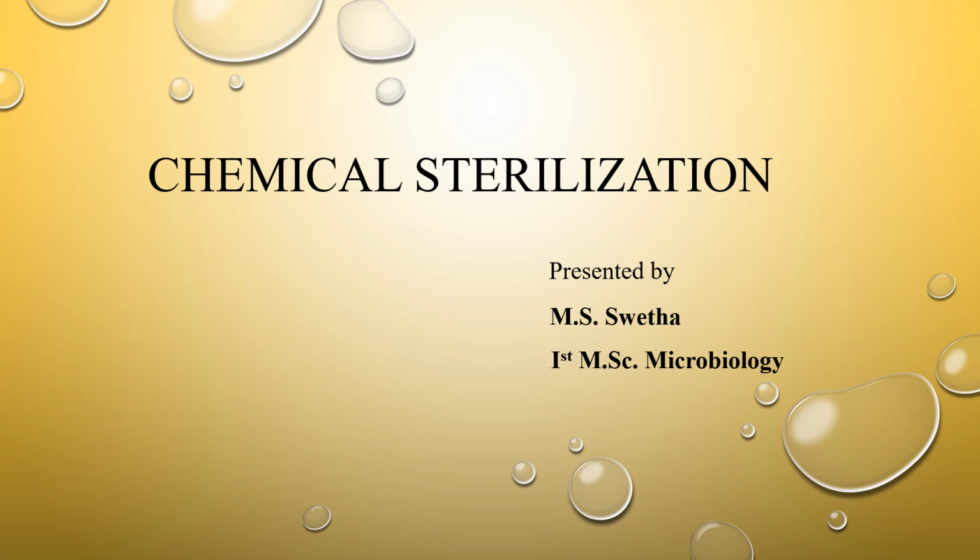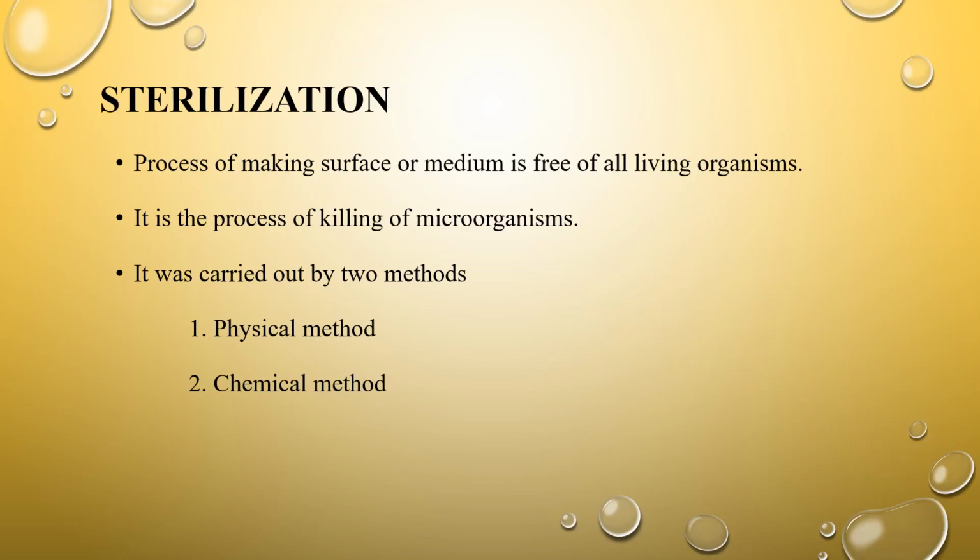Today we are going to discuss the chemical method of sterilization. First, what is sterilization? Sterilization is the process of making a surface or medium free of all living organisms. Sterilization is the process of killing microorganisms. Sterilization can be defined as the complete removal of all forms of microorganisms, both vegetative and spore forms, present on the surface of the object or fluid.